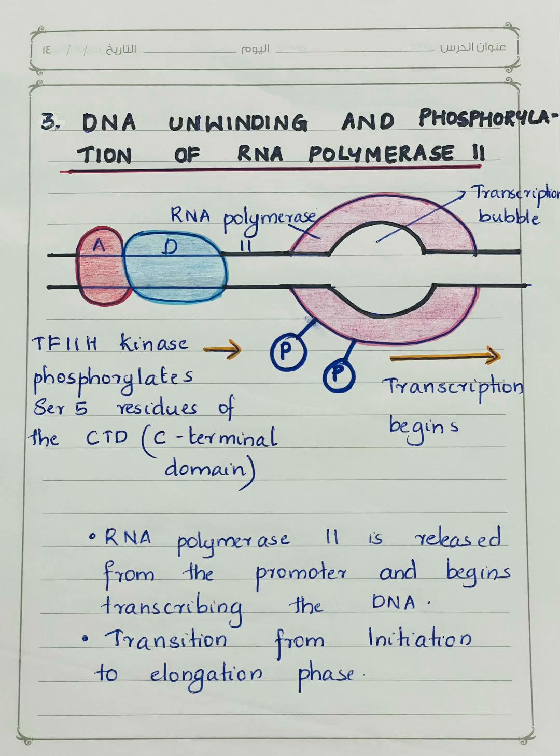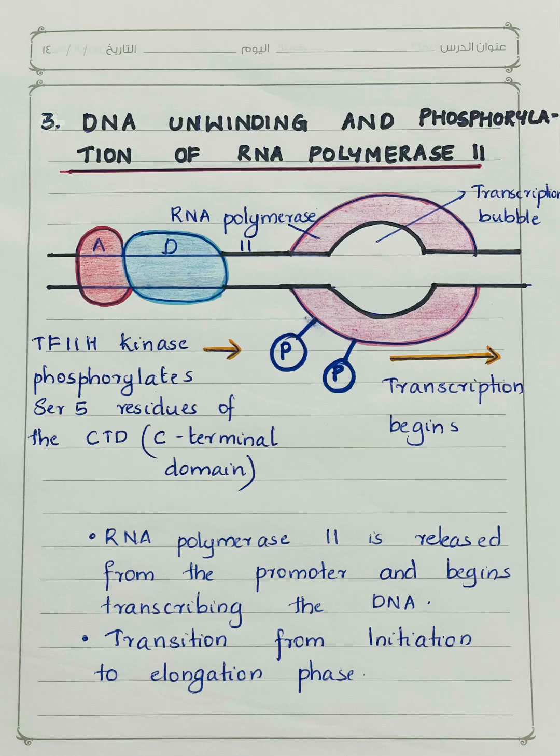As we have already said, transcription factor 2H helicase unwinds a small region of the DNA, almost 10 to 15 base pairs, to expose the template strand. This will create a transcription bubble where the RNA synthesis will begin. We also know that it is transcription factor 2H kinase that is responsible for phosphorylating the C-terminal domain of RNA polymerase II. Now, what is this C-terminal domain?